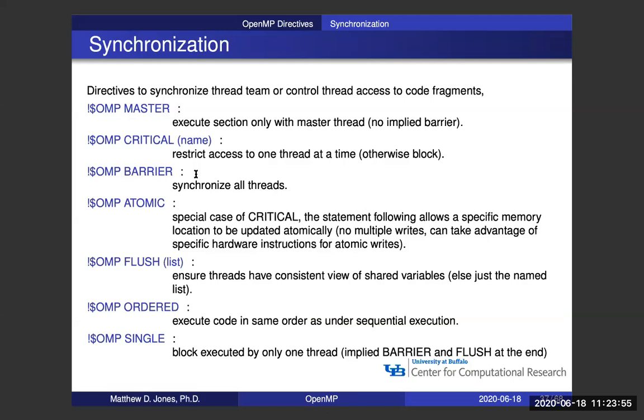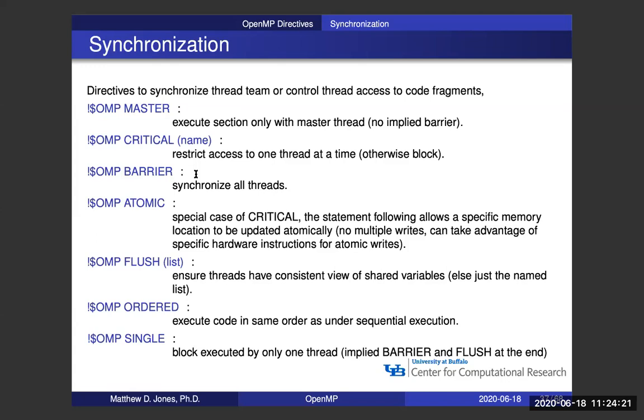OMP atomic is a special case of critical. The statement following that allows a specific memory location to be updated atomically. And this can take advantage of hardware that can actually do this in a specialized and highly optimized way. So if you have the option, generally you want to use atomic instead of critical. Flush: ensure the threads have a consistent view of all their shared variables at that point. Again, that's not an inexpensive operation.